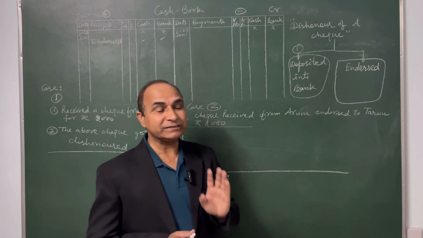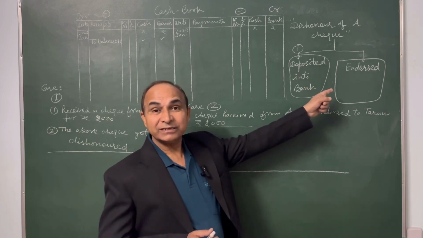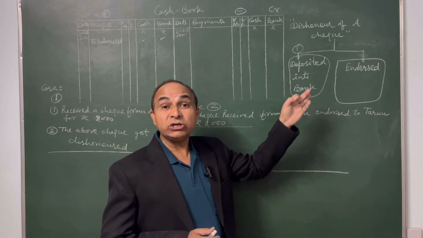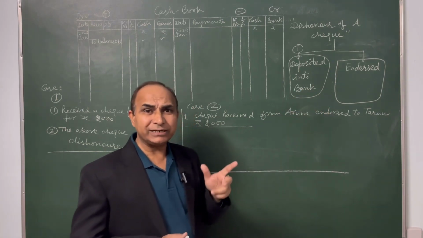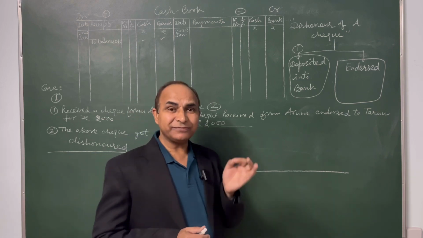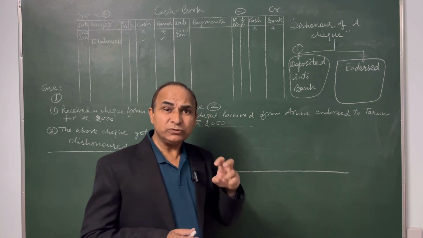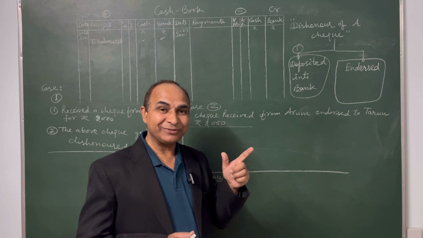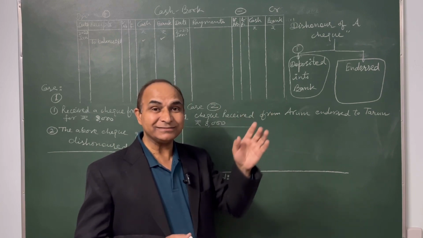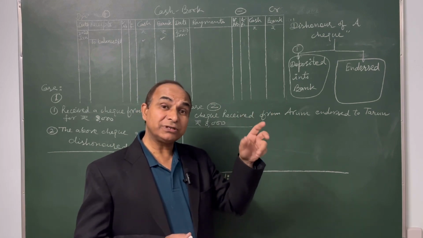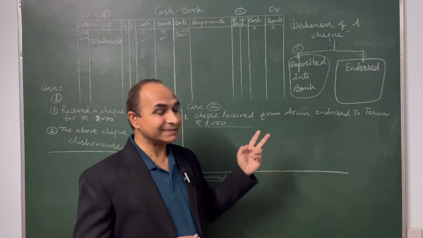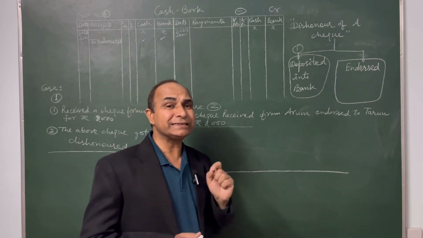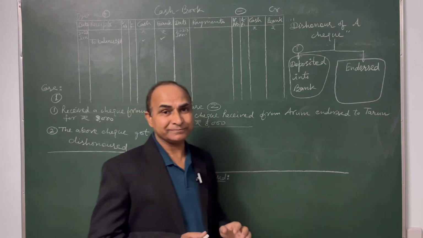Second case is very interesting, that is dishonor of the check endorsed. What is this endorsed? We received a check from someone and we used the same check for making payment to the creditors, and then the check got dishonored. So there are two cases. Let's discuss these cases with the help of examples.